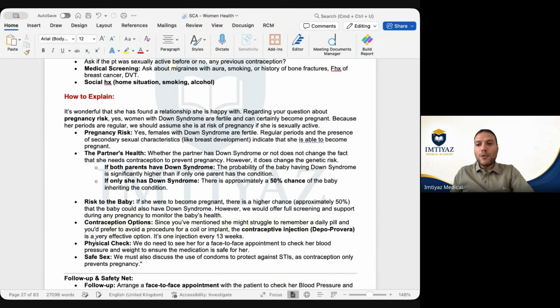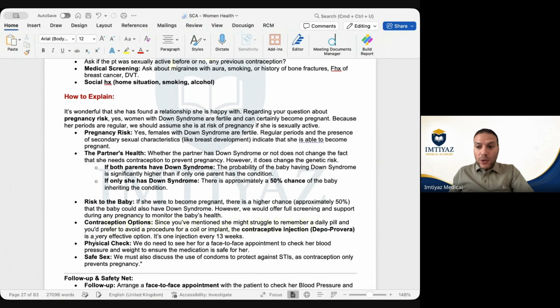And yes, Down syndrome females need contraception. They are fertile. Most of them are fertile and most of them can get pregnant. Down syndrome males, most of them are infertile. But Down syndrome girls, most of them are fertile. That's why they need contraception. Yes, your girl needs contraception.